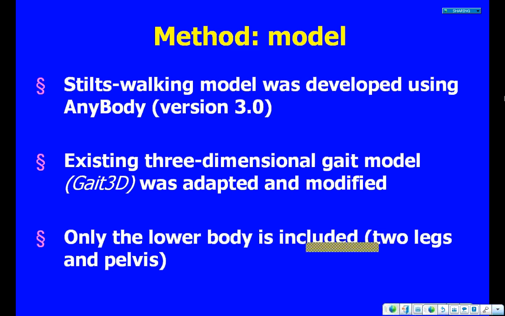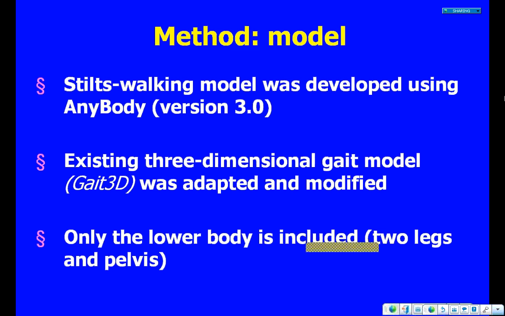Method. The model is developed using the AnyBody system, version 3.0. We have 4.0 now, but I personally have never tried it. We still use 3.0. So we use the existing three-dimensional gait model, Gait 3D, and modify that existing model to fit our purpose, to include the stilts. The model only includes the lower body, that is, the two legs and the pelvis. The influence of the upper body on stability is not included. We may do further study to include the whole body.